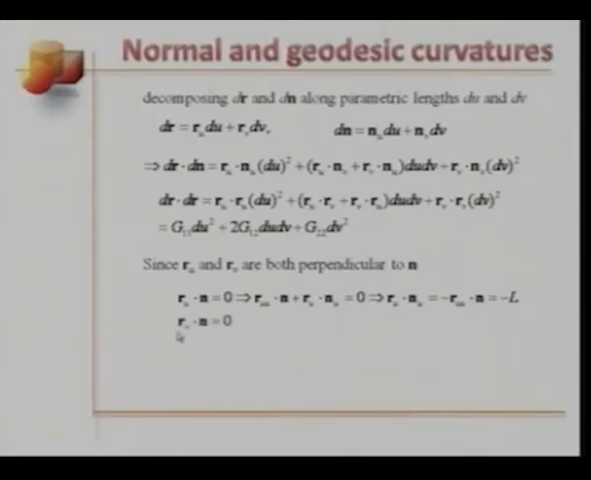Likewise, rv dotted with n equals 0 can be differentiated with respect to v to get r vv dotted with n plus rv dotted with nv equals 0. This implies that rv dotted with nv equals minus of r vv dotted with n. And what is this? This is equal to minus n, the fourth element of D, the second fundamental matrix.